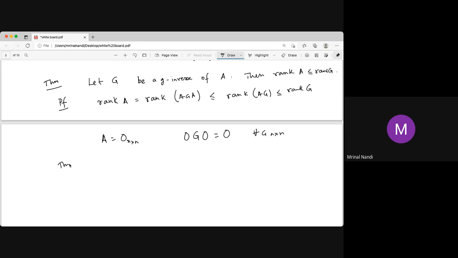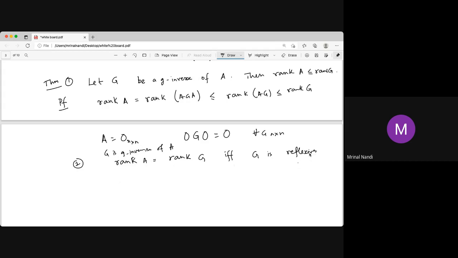So another part of the theorem, in part 1 and part 2. We should not say another theorem; it is 1 and then 2. Rank of A will be equal to rank of G if and only if G is reflexive. We should not write it in this way. We should write first: G is a G inverse of A. Then rank of A equals rank of G if and only if G is reflexive. We can't say rank of A equals rank of G, then G is a reflexive G inverse.